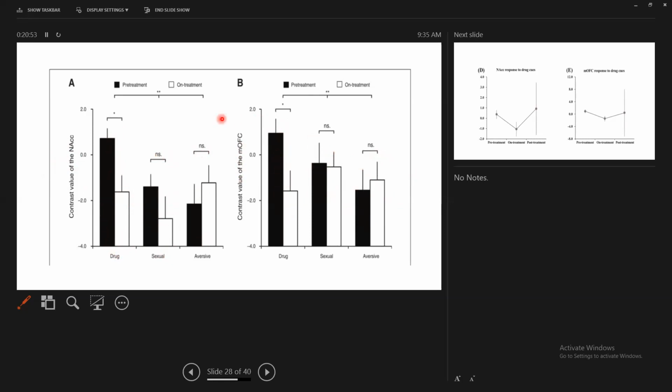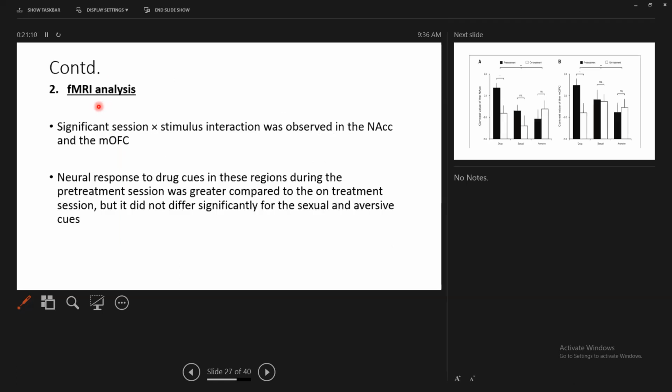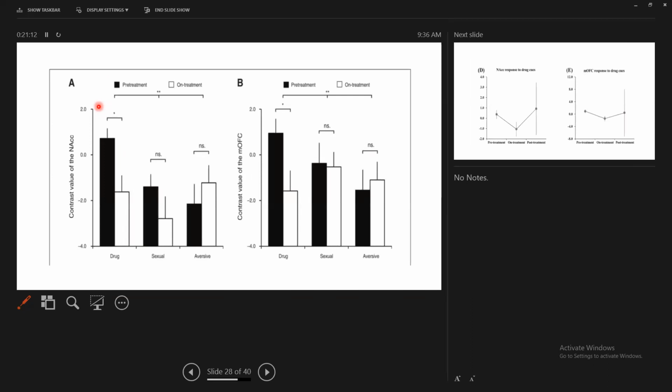So it is going according to their hypothesis that XNRTX decreases the neural activity only to the drug-related cues, but not to the sexual and aversive cues. That is going according to what they have hypothesized. That is all written here also.